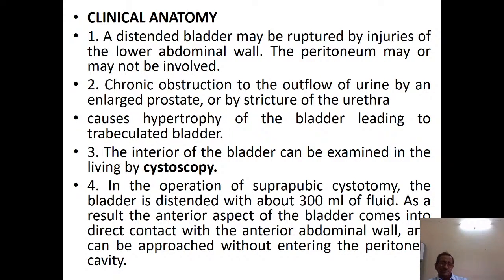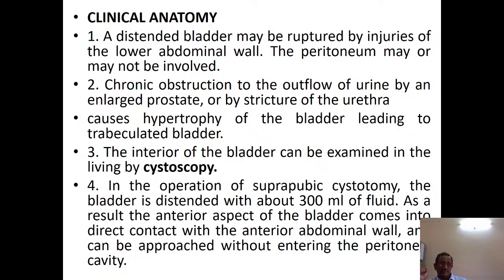In chronic obstruction to outflow of urine by an enlarged prostate or by a stricture of the urethra, this causes hypertrophy of the bladder leading to a trabeculated bladder. Chronic obstruction means there is a pressure on the detrusor muscle. So detrusor muscles will be hypertrophied and trabeculae will be forming in this bladder.